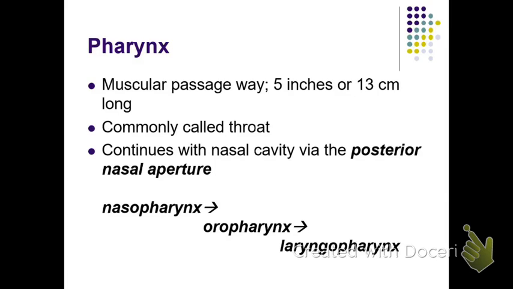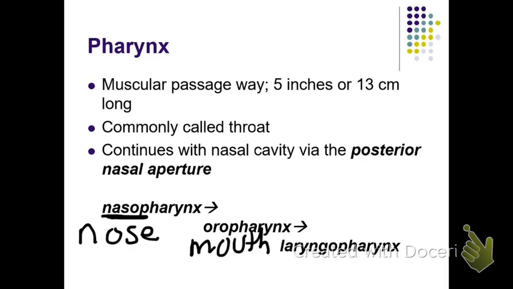So first you have your nasopharynx. Nasal meaning closer to the nose. So if you need to remember the location of the structures, the nasopharynx is the highest of the pharynx subdivisions, which descends into the oropharynx, which is closer to the mouth.